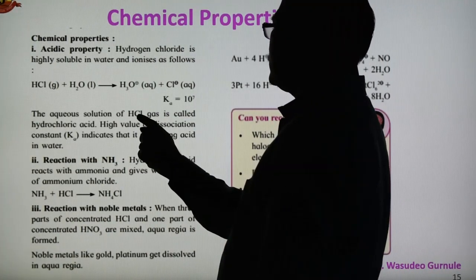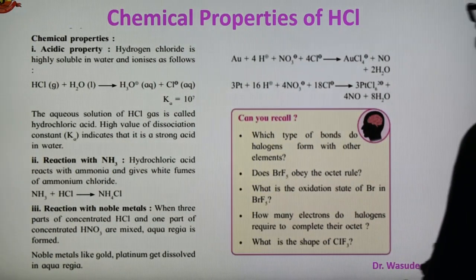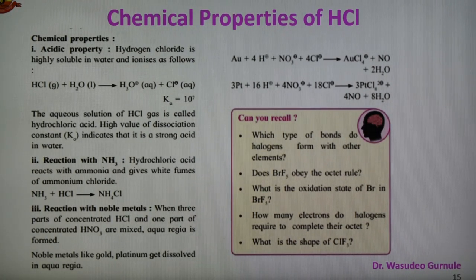When HCl gas is dissolved in water, it forms hydrochloric acid, and its dissociation constant is very high, and that is why it is a strong acid. As we know, if the extent of dissociation is more, then it is a strong acid. When the extent of dissociation is less, it is a weak acid. So in case of HCl, the dissociation constant has a larger value, therefore it is a strong acid, like sulfuric acid. So sulfuric acid and HCl are both strong acids.